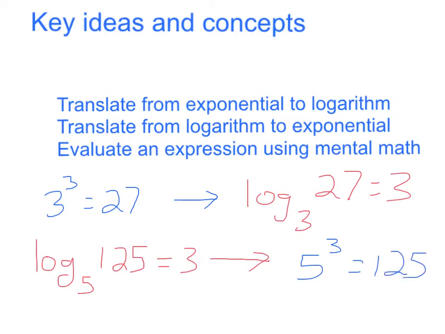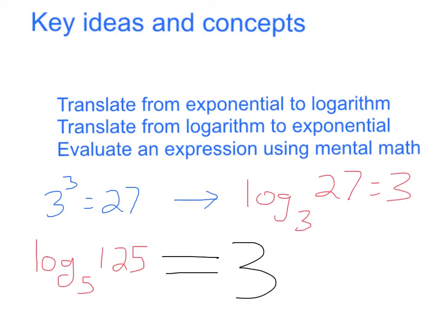Finally, we should be able to evaluate expressions using mental math. If I just told you to evaluate log base 5 of 125, you should be able to go through the process of realizing that that is in fact equal to 3. We should keep in mind that there are a few special properties of logarithms, the first being log base 5 of 5 is equal to 1, or basically log base b of b equals 1, and the other special one is log base b of 1 is always equal to 0.